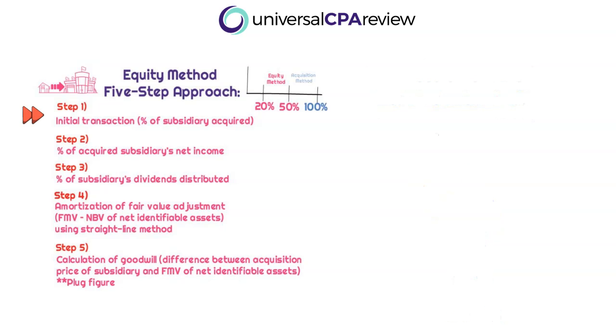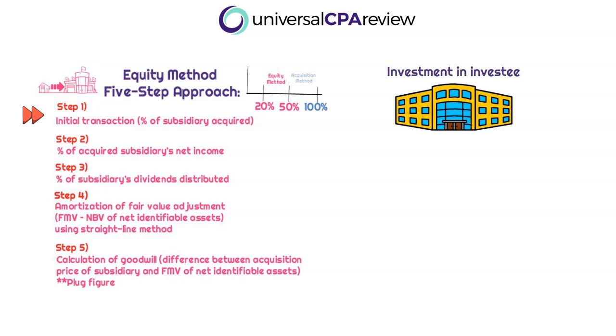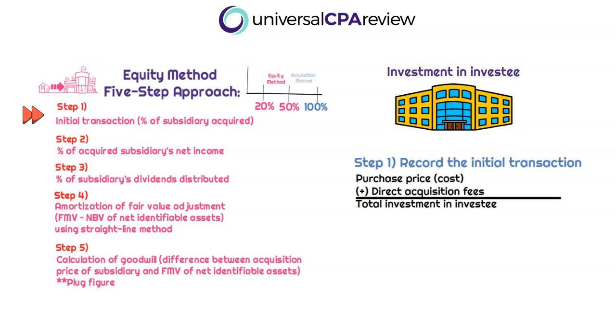So our first step is to record the initial transaction, which is the investment. Right? On a specific date, we'll make the investment. We'll buy the equity in this company. And we'll pay a certain price per share. Now, overall, we're concerned with what is the total purchase price. That's our initial cost. But we also have to include direct acquisition fees. If we incur some type of legal or diligence fees, those should be included in the total investment in investee balance on the balance sheet.